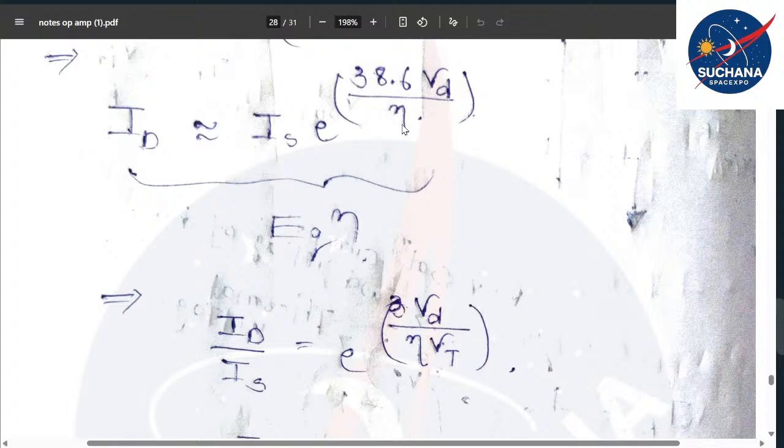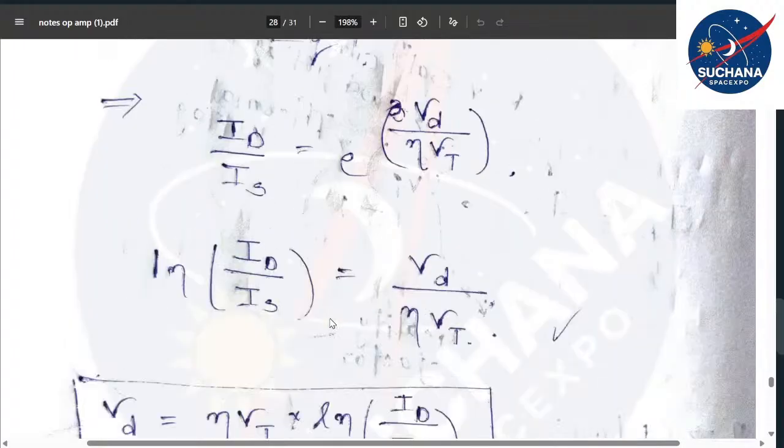We'll keep the same thing, Vt only. So then ID by Is is equal to e to the power of Vd by neta into Vt. This is the universal equation. The 38.6 form is applicable only if the diode is at room temperature, but this equation you can apply for all the temperatures.